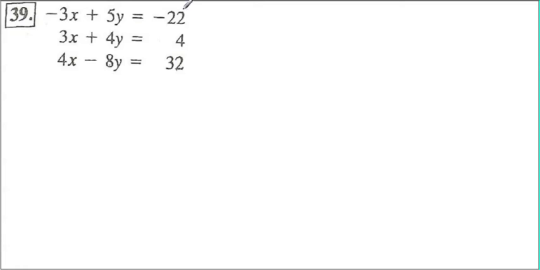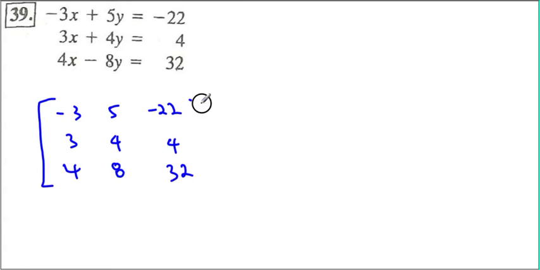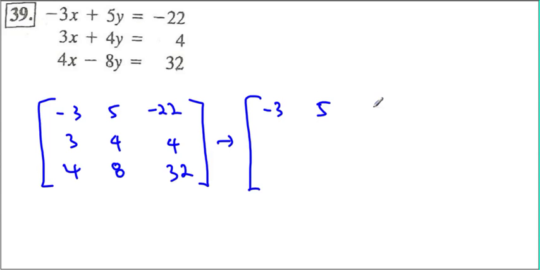Since we have x, y, and that's it, we end up getting negative 3, 5, negative 22. Here 3, 4, 4, 4, 8, 32. First, I realized that I can add the first one and then the last one. Then we're going to get 1. So here we get negative 3, 5, and negative 22. Here I'll be getting 1 and 13, and then 10. 1, 3, 4, 4.